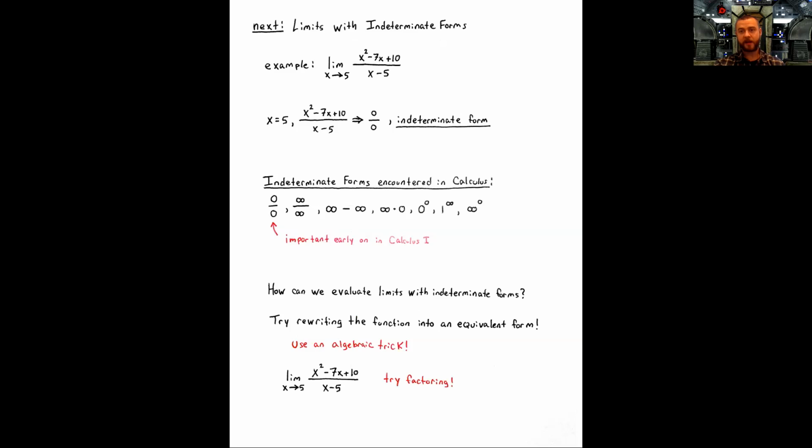And for the motivating example here at the top of the page, just think for that function, x squared minus 7x plus 10 divided by x minus 5, algebraically, what could you do to that? Not much, but the numerator looks like something you'd be tempted to factor. So for this example, which we'll be getting to in the next part of this lecture, part 2, we're going to factor that numerator as our algebraic trick. So we'll rewrite this function by factoring it, and that will give us a way to evaluate the limit.